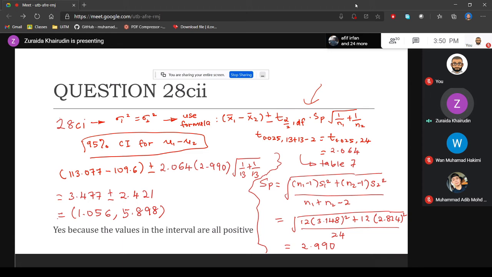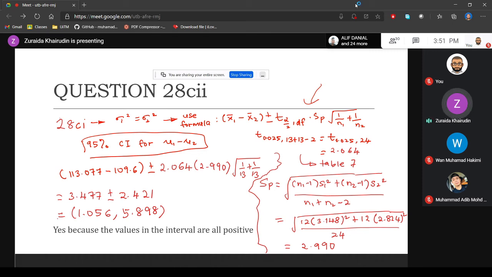Make sure you can now identify the difference. Confidence interval of a population mean is for mu only, whereas this is the confidence interval of two population means, or the confidence interval of the difference between two population means. It's going to be slide number 2, formula number 2 from just now.